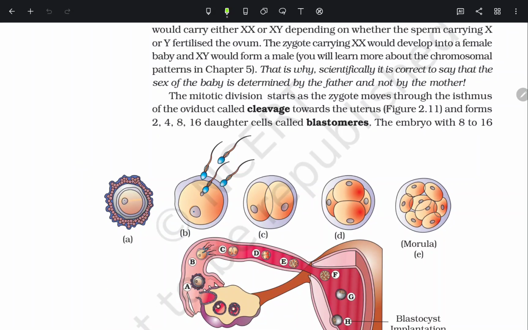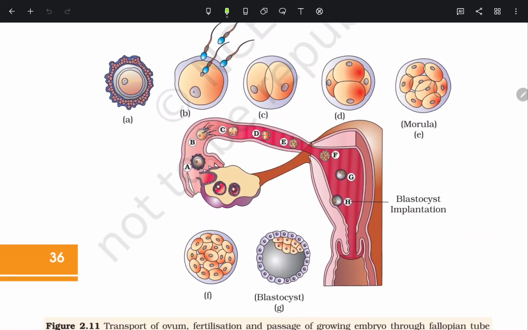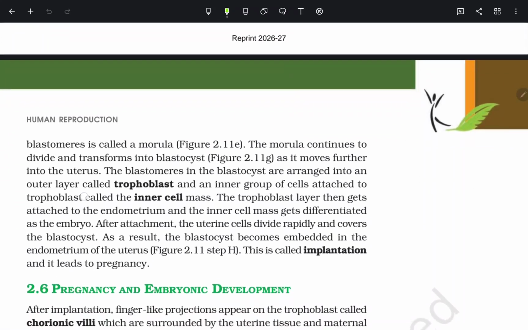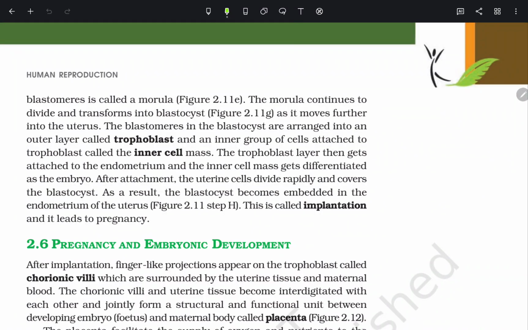The mitotic division, called cleavage, starts as the zygote moves through the isthmus of the oviduct toward the uterus, and forms 2, 4, 8, 16 daughter cells called blastomeres. The embryo with 8 to 16 blastomeres is called a morula. The morula continues to divide and transforms into a blastocyst as it moves further into the uterus.